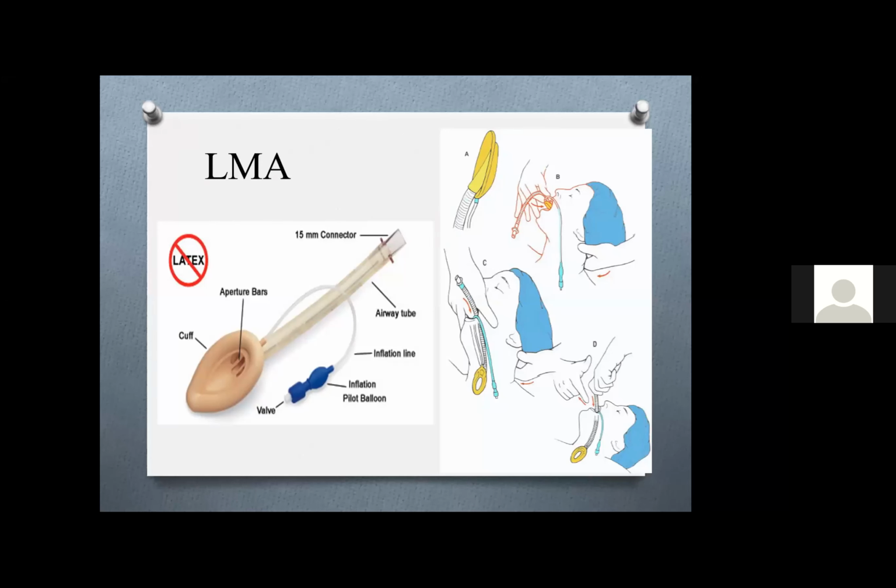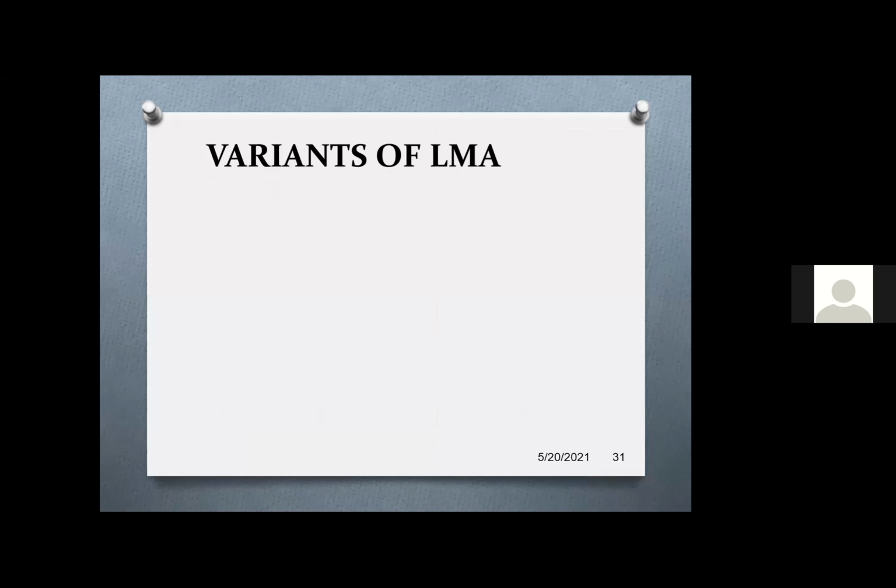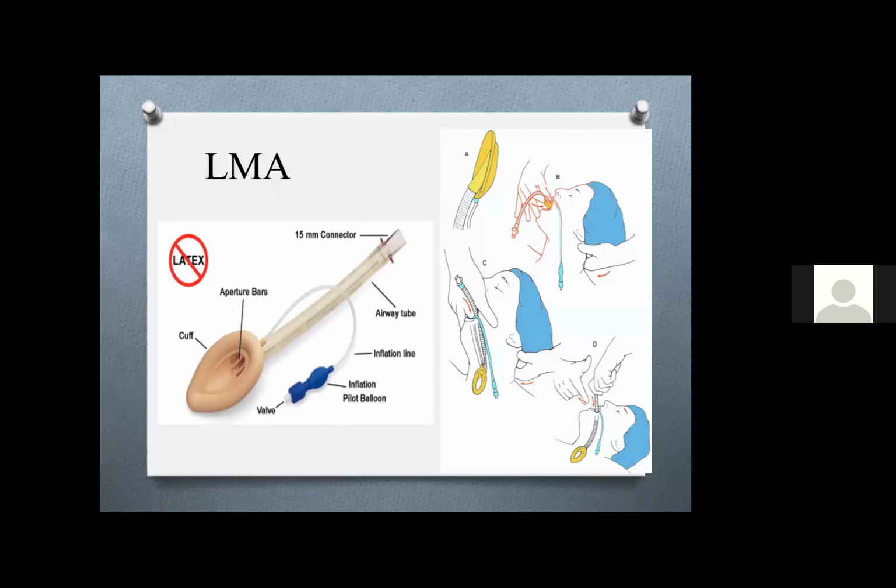LMA, we have seen this and been taught about it. You just use it, you hold it like a pencil between two fingers, which is picture B in the upper right. Then you start pushing it inside the mouth until you feel a mild resistance, that means it's sitting in the area that it's supposed to be and it's facing the epiglottis. So when you bag the patient, he will ventilate nicely. So this is this type of LMA. This is what we used to see. This is what everybody told us.